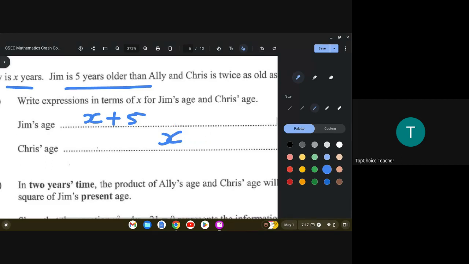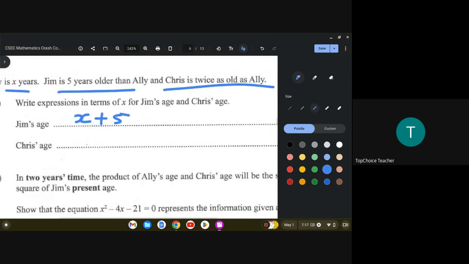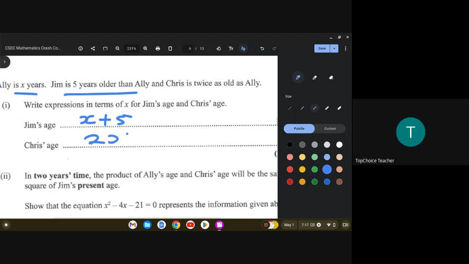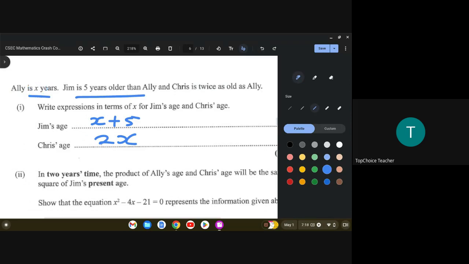So if she's 12 years old and he is 5 times 12, he'll be 60 years old, rather than just being 17. So that is why it's not multiplication. Very good. Right. So Chris's age. They say Chris is twice as old as Ali. So what would Chris's age be, using that same intuition? 2x. Very good. Because they say Chris is twice as old and Ali is X, so twice as old will be 2x. Okay, so we're good with that. This is 2 easy marks.